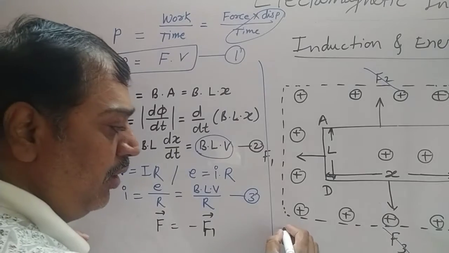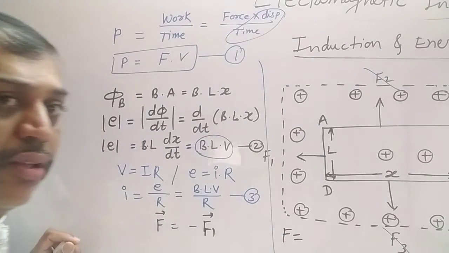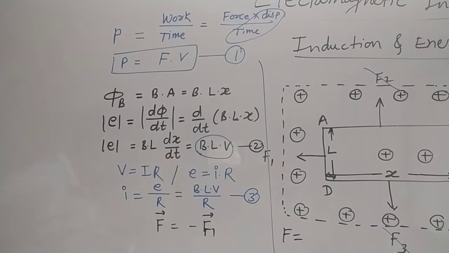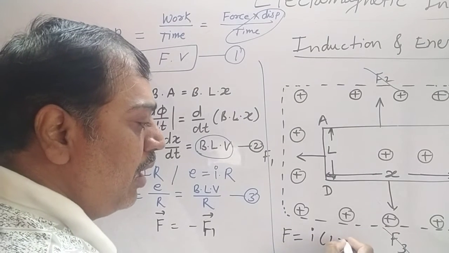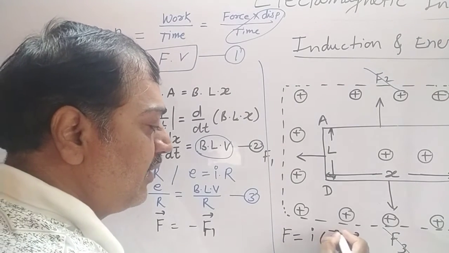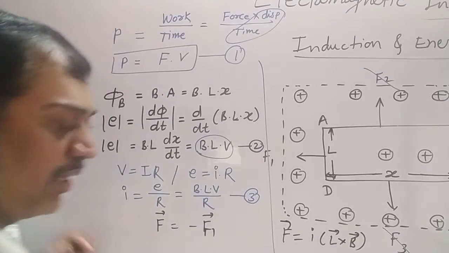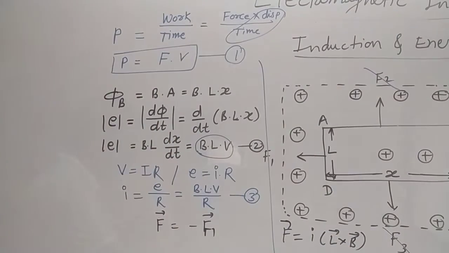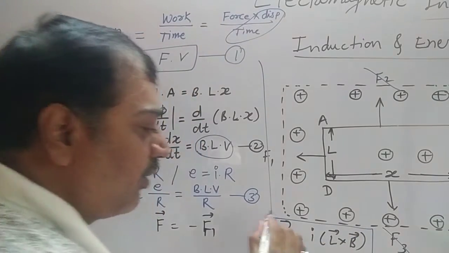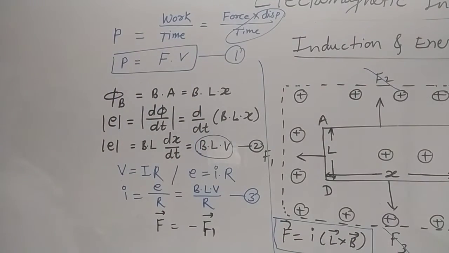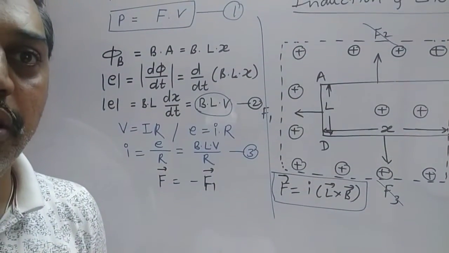There is one equation: F equal to I into L cross B. All these are in vector form. This equation gives us the force. From this equation we are going to find the force.